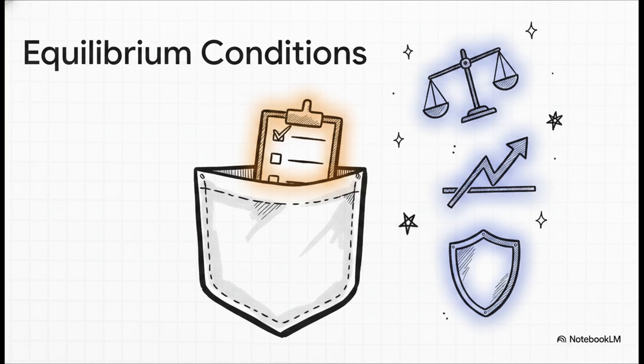Now for the survival rule. Price, or average revenue, must be greater than or equal to average variable cost, AVC. If price drops below that AVC, no way. The firm doesn't just lose money, it shuts down completely. Keep these rules handy because we're going to use them in every single scenario.